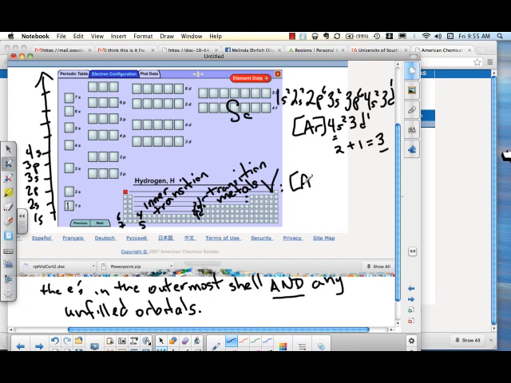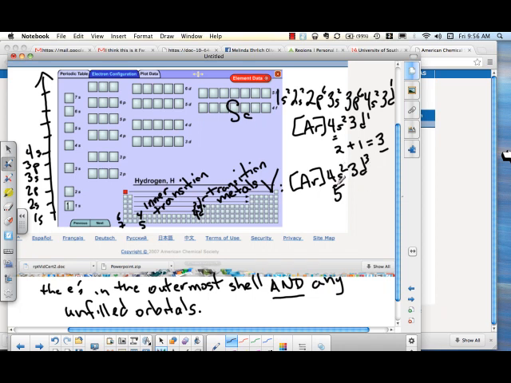Argon ends the row before vanadium. Vanadium's on the 4th row. So now I'm going to read the 4th row until I get to vanadium. 4s2, 3d, remember it's 1 off, 1, 2, 3, 3d3. So how many valence electrons does vanadium have? 5. 2 plus 3 is 5.